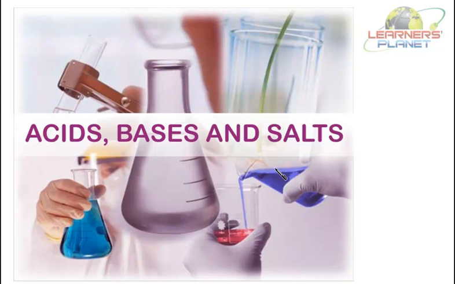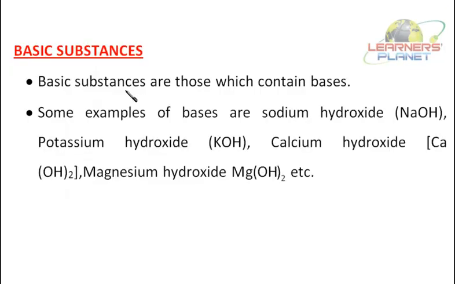So let's start with the bases or the basic substances. Before discussing bases, let's first study basic substances. We have studied acidic substances. What are they? The substances which contain acids. It's simple. Like lemon juice, vinegar, orange juice, they all have acids. These are the substances which you know, right? Or which you consume. So they are called acidic substances.